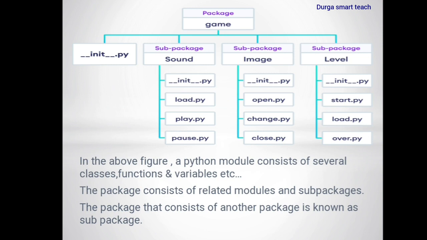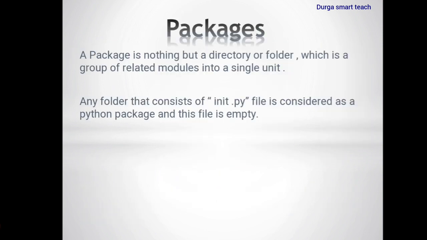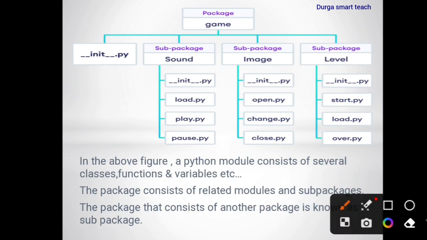See this diagram. Here I am taking game as a package. The package name is a user defined name, so you can give any name that you want. Here game is the package name. What is a package? A package is a collection of modules. So this is one module, this is one module, and this is one module. We may also have a subpackage, and a subpackage is also a collection of modules.